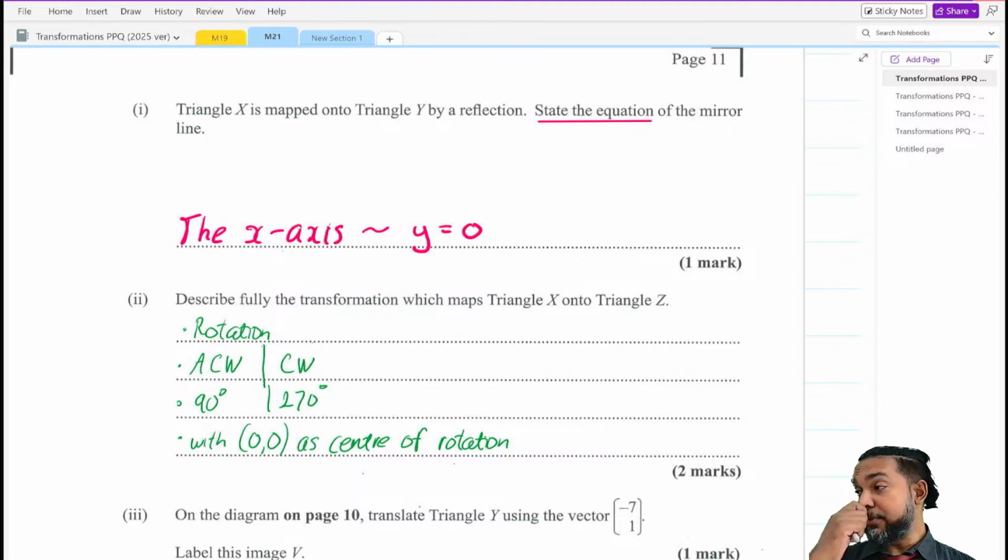So that's a good question. How do we find the center of rotation? So from 0 to the 20, I think it was minus 20. So it's a 90-degree anti-clockwise or 270 clockwise rotation, and you can say about the origin or with 0, 0 as the center of rotation.